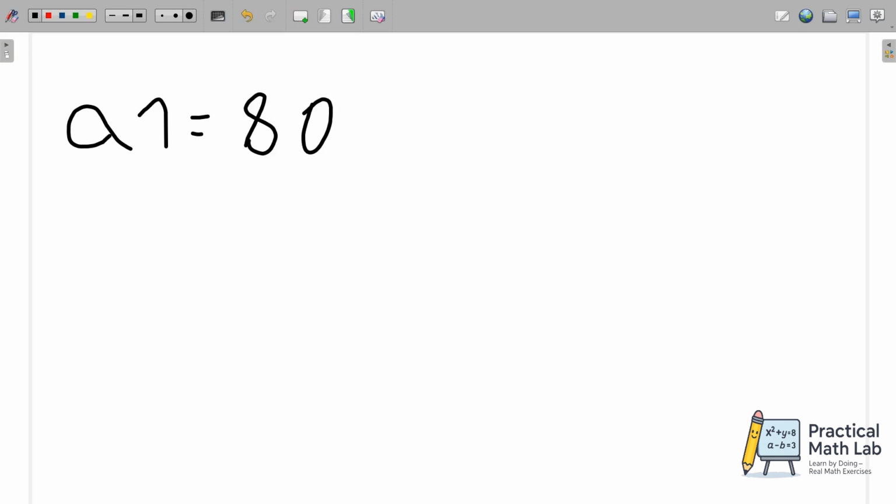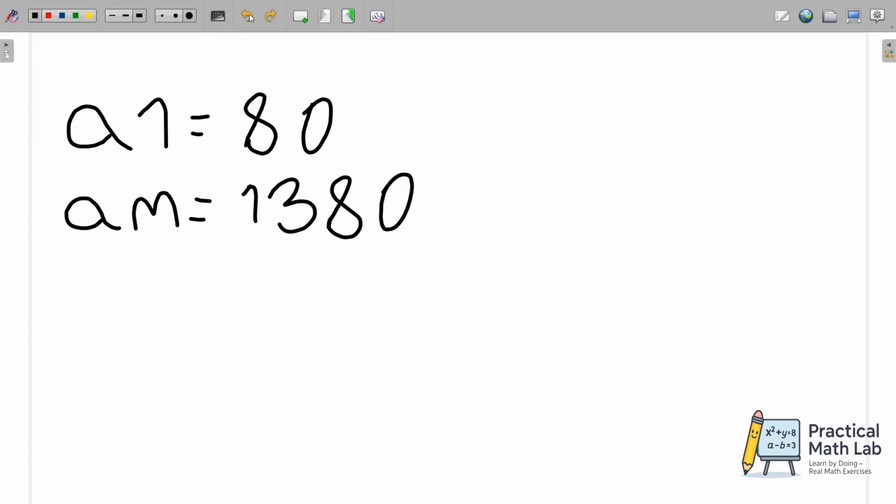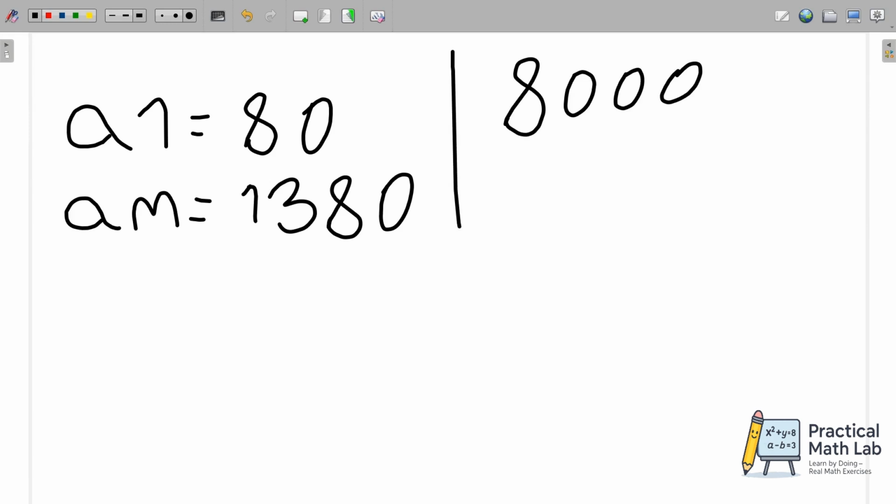The last pole is placed at 1,380. We don't know how many there are, so let's call it an equals 1,380. Each pole costs 8,000 and the distance between them is 20 meters. First, it starts at 80, the second is 100 meters, the third is 120, so the difference between them is 20 meters.